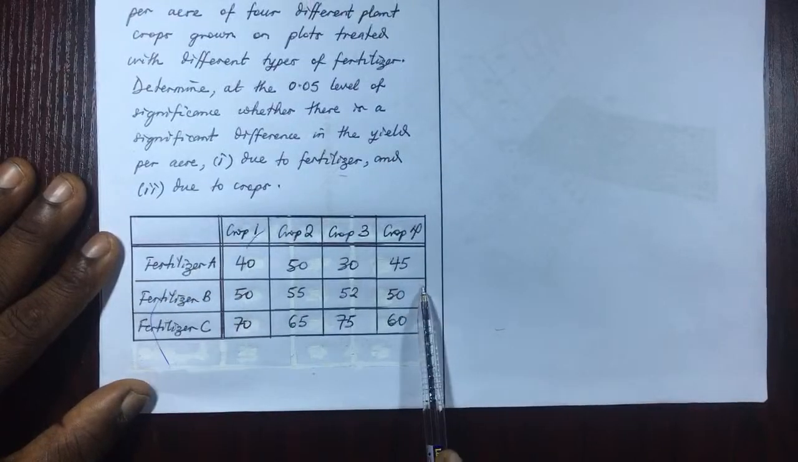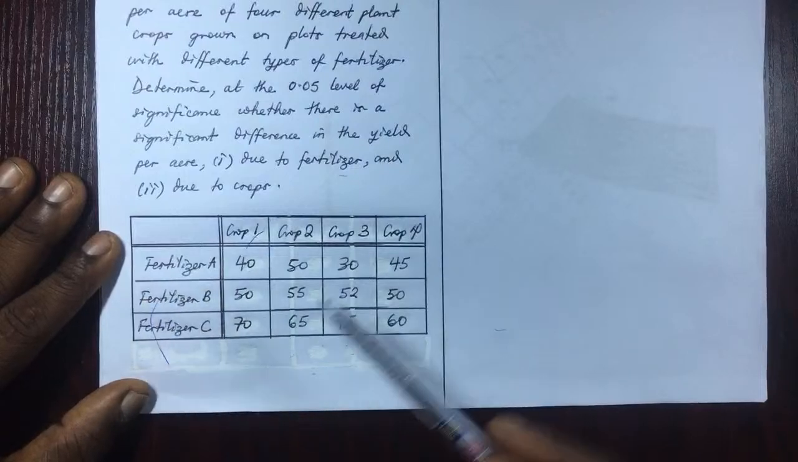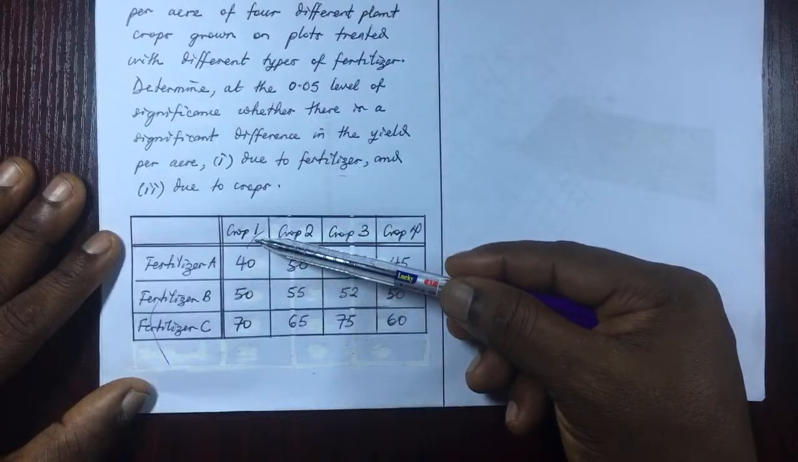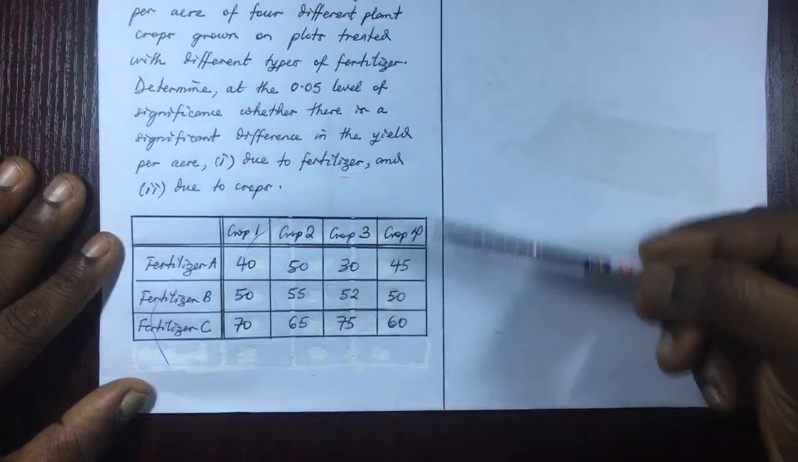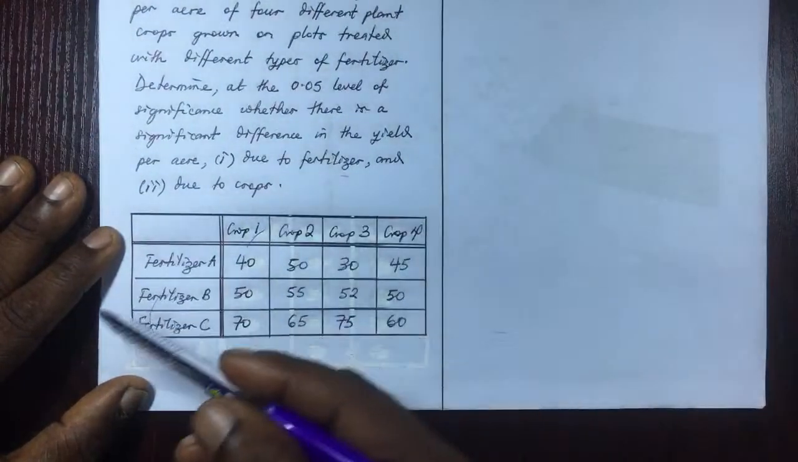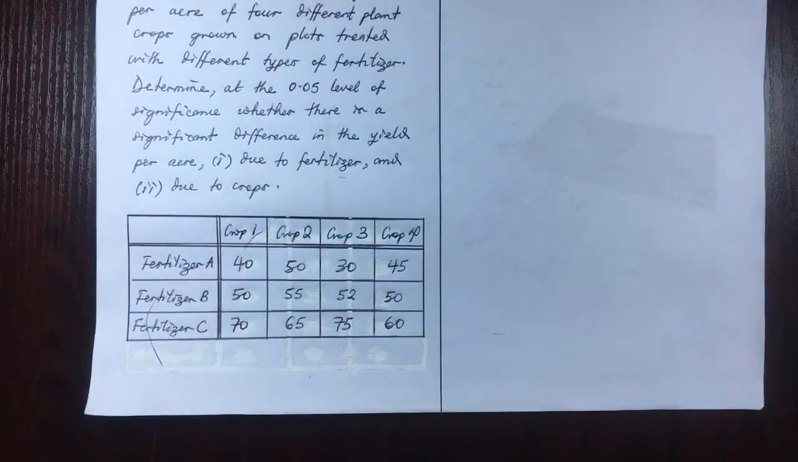We have our treatments, fertilizer A, fertilizer B, fertilizer C, while we have our blocks. In this case, since it's a two-way, crop 1, crop 2, crop 3, crop 4. So in this particular problem, we are using crops as blocks and fertilizers as treatments. So let's now move over to solving this problem.